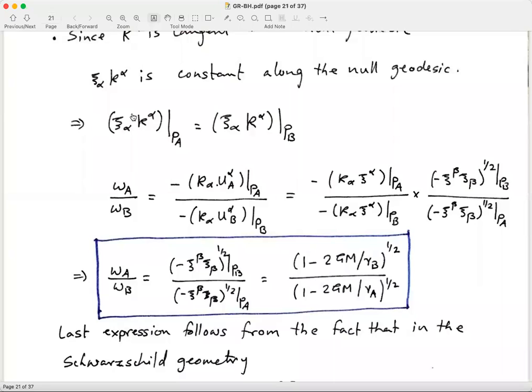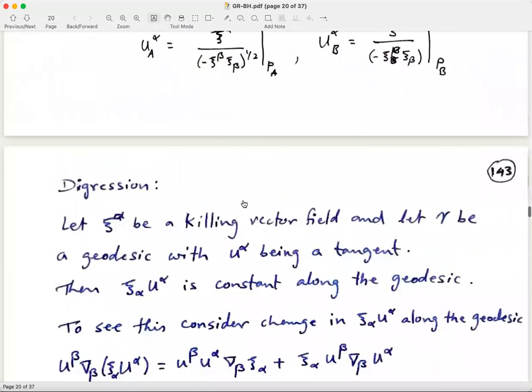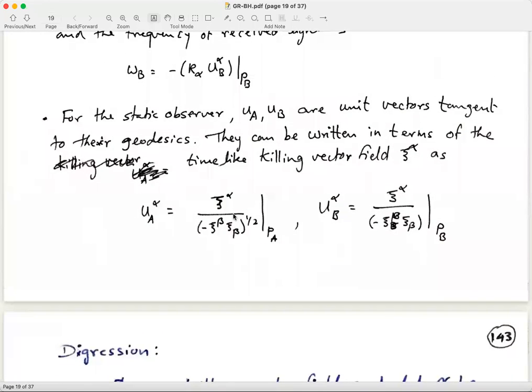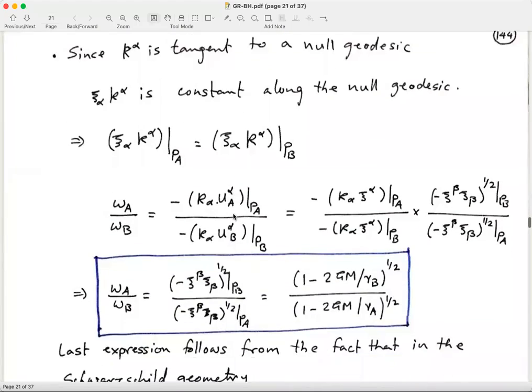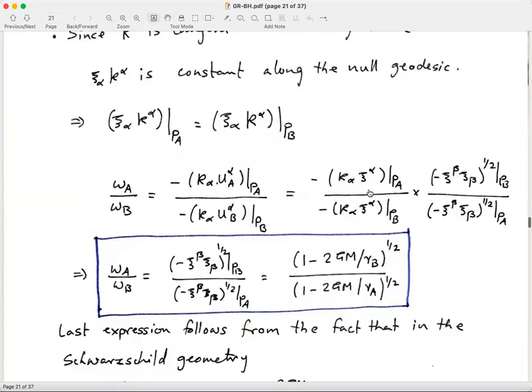So that tells us that ξ_α k^α at P_A should be equal to ξ_α k^α at P_B. Now we have ω_A upon ω_B, which is written as k_α u^α at P_A upon k_α u^α at P_B. So we go back and use the definition of u^α, written in this particular form. We substitute u^α as ξ upon the norm of ξ to the half, which is written out here. So you get k_α ξ^α upon norm of ξ to the half at P_A, divided by k_α ξ^α at P_B times the norm of ξ at P_B. That is how ω_A upon ω_B would be.